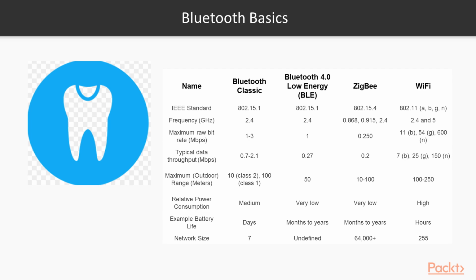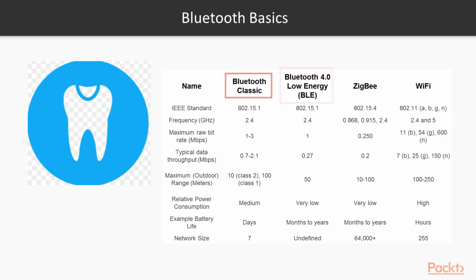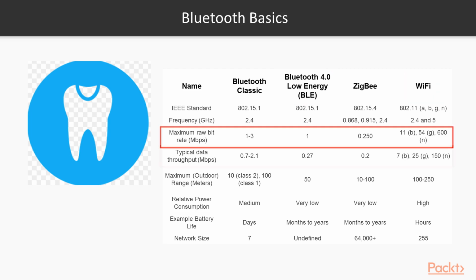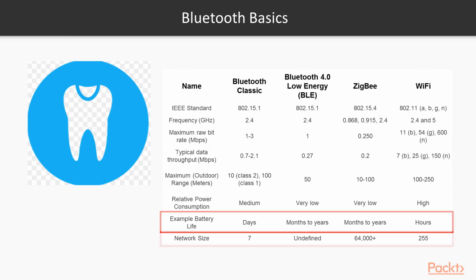Towards your left, you can see a real tooth, which is covered with blue. Well, it's just for fun, but Bluetooth is a standardized protocol for sending and receiving data through a 2.4 GHz wireless link. So that is why we have tried to explain with a comparison of Bluetooth Classic and Bluetooth Low Energy, and then the newer IoT technologies utilizing standards like Zigbee and also Wi-Fi, how you can compare the frequencies, the maximum raw bit rate, typical throughput, maximum ranges, relative power consumption and battery life, network size, etc.